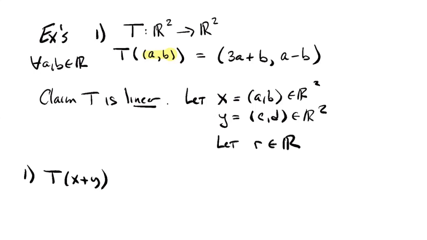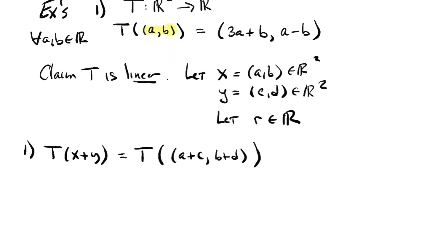T of x plus y. I don't know how to evaluate T until I have it in the form of a pair. So T of x plus y, well, x plus y is the pair (A + C, B + D), right? And now I can use this formula for T to apply that. So T of a pair is, well, you take 3 times the first coordinate plus the second coordinate. And then in the second coordinate, you take the first one minus the second one.